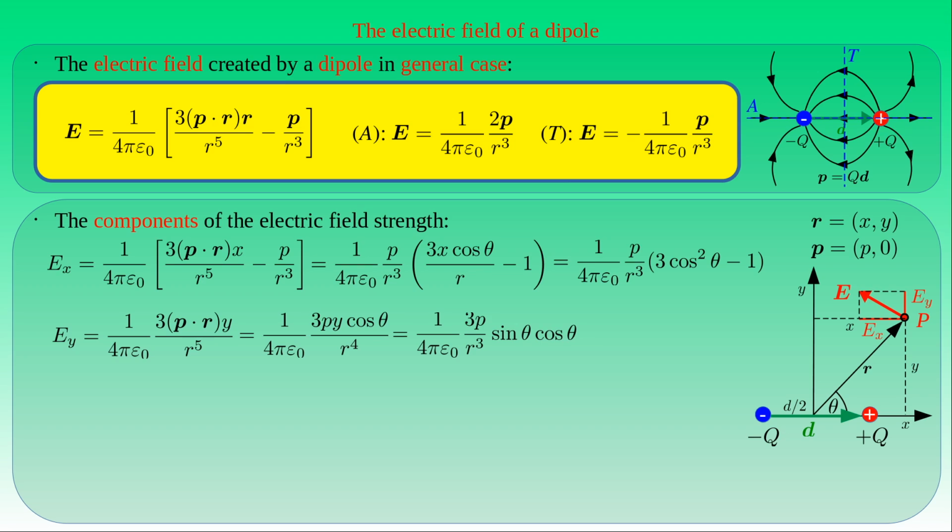In the equatorial plane of the dipole theta is equal to 90 degrees and cosine theta vanishes. Then the x component of E becomes negative, and its magnitude is given by the expression derived in the equatorial plane, while its y component still vanishes. That is, the electric field strength is also parallel with the axis or the dipole moment p in the equatorial plane but points in the opposite direction.